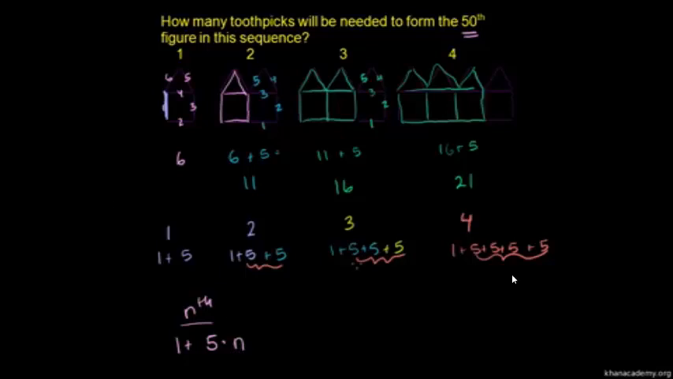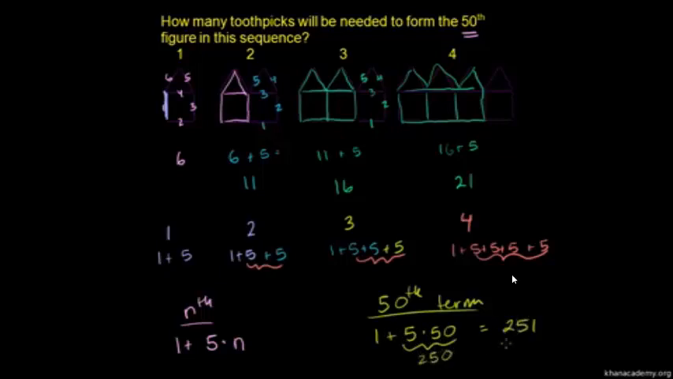So when the 50th term, if we're talking about the 50th term, how many toothpicks are we going to have? We're going to have 1 plus 5 times 50, right? N is 50 here, which is equal to what? 5 times 50 is 250. That's 250. And then we add 1. We're going to have 251 toothpicks will be needed to form the 50th figure in this sequence.